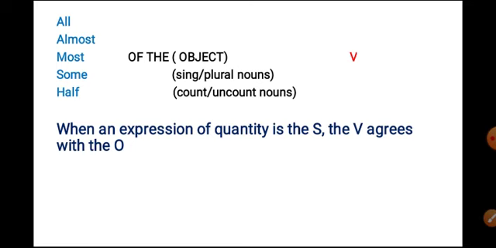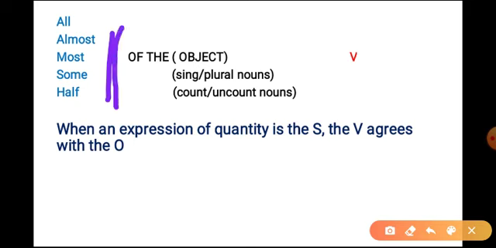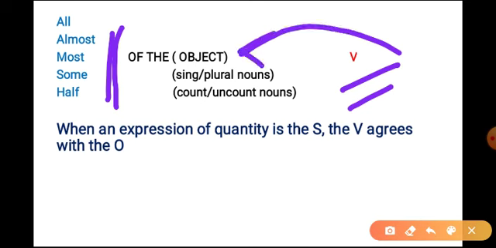Ada all yang artinya semuanya, kemudian almost hampir semuanya, most bagian besar, kemudian some beberapa, atau half yang artinya sebagian atau setengah. Apabila the expressions of quantity ini diikuti oleh of, kemudian diikuti oleh object, di mana objects-nya bisa berupa singular atau pronoun, kata benda dalam bentuk singular atau plural, atau countable atau uncountable nouns, kata benda yang bisa dihitung atau tidak bisa dihitung, maka verb-nya menyesuaikan objeknya. Dengan catatan ada quantity-nya yang ada di depan, ada all, almost, most, some, dan half.